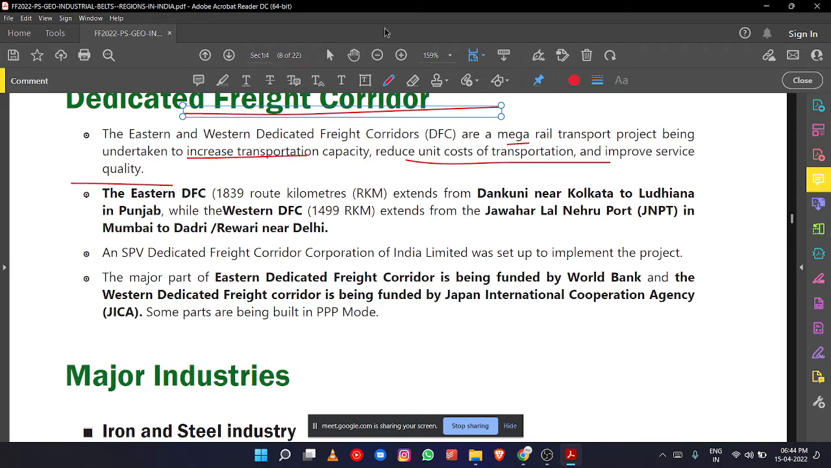So the eastern western dedicated freight corridor is a mega railway transport project. The eastern dedicated freight corridor, which is 1800 kilometers, extends from Dankuni area near Kolkata to Ludhiana in Punjab. In the western one, it extends from Jawaharlal Nehru Port in Mumbai to Dadri Rewari in Delhi. So one is from Kolkata to Ludhiana in Punjab, and another one is this Mumbai to Delhi area.